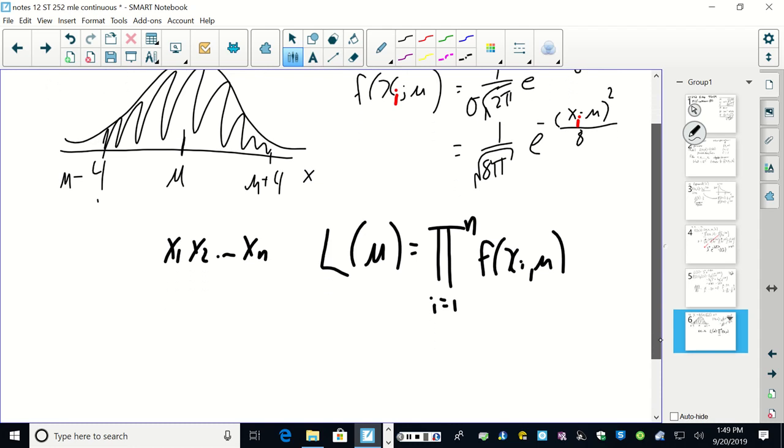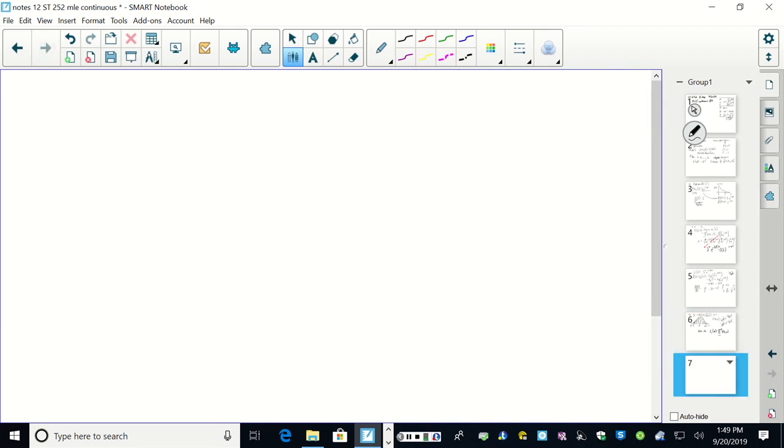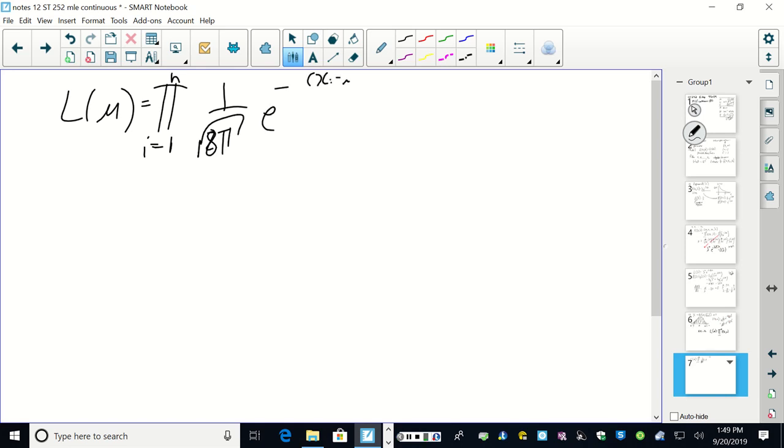So it's probably best to write it on the next page just for space. But again, we take that density and multiply it together. So the likelihood is a product, i going from 1 to n, of 1 over the square root of 8 pi, and there's a negative of xi minus mu squared over 8. So that's all a product in there.